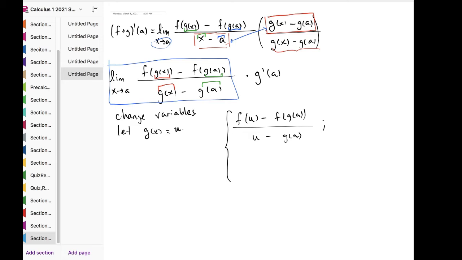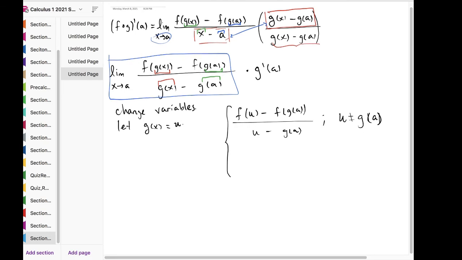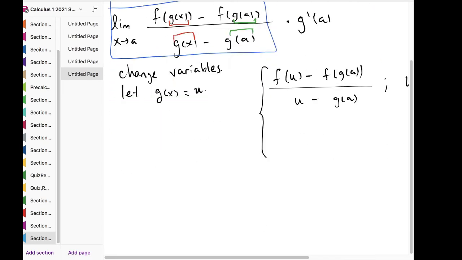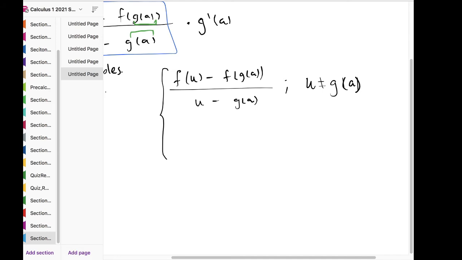No, right? You get a 0 in the denominator. You get 0 over 0 if you plug in u equals g of a. So u does not equal g of a here. But can someone tell the limit? As u approaches g of a, what is this approaching?